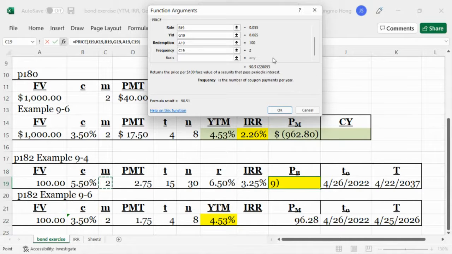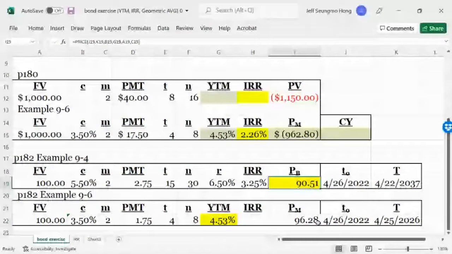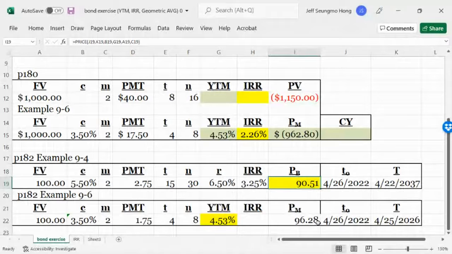And there you go, we got something here already. So hit OK. You get 90.51% of the face value. So that means in dollar value it is $905.10. So did everyone get the same result?